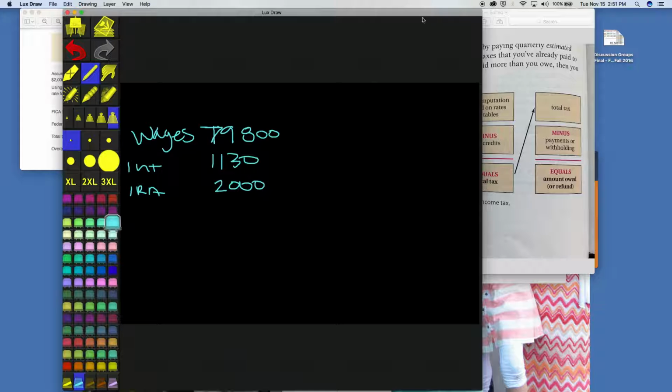FICA, this is super important. FICA is only on wages. So when you're calculating FICA, we're not going to add the interest in. We're not going to subtract the IRA. We're only calculating the FICA on wages. There's a little example of how to do it on page 260. That's super easy. FICA is 7.65%, so the wages are multiplied by 0.0765. I'm just going to do that, and that's going to give me my FICA.